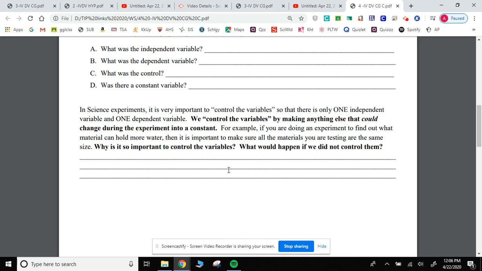Why is it important to control variables? It is important because otherwise you don't know what caused the effect. It could be your experimental variable, or it could be a different variable that you didn't control. So you really wouldn't know.